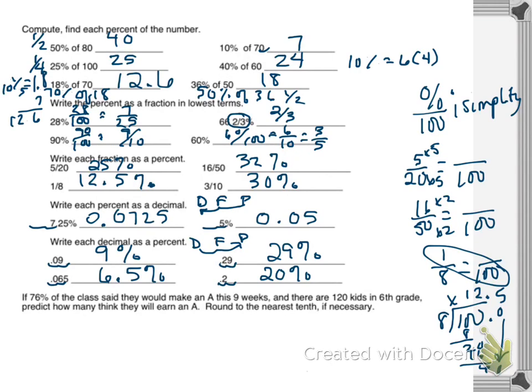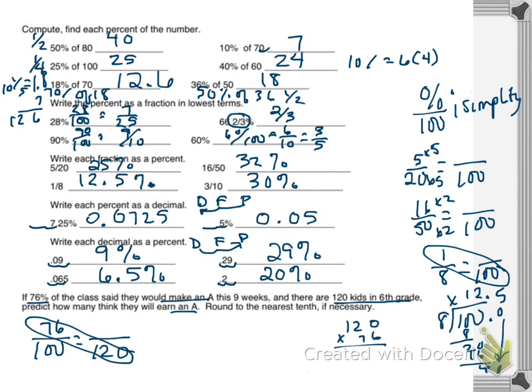The last one says, if 76% of the class said they would make an A this 9 weeks, there are 120 kids in 6th grade. Predict how many you think will earn an A. Okay, so this is still part and whole. 76 out of 100 is equal to something over 120. You can cross multiply and divide.